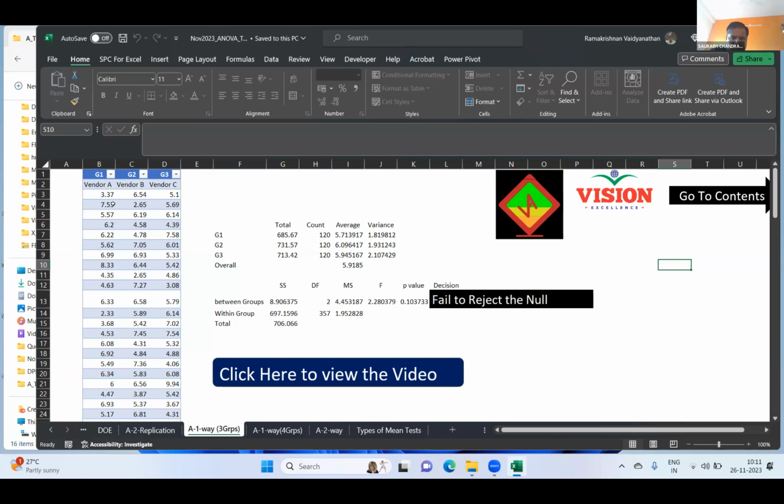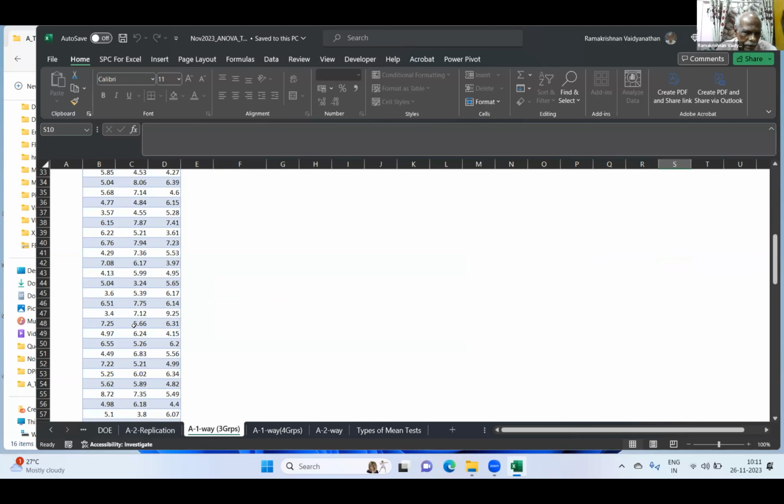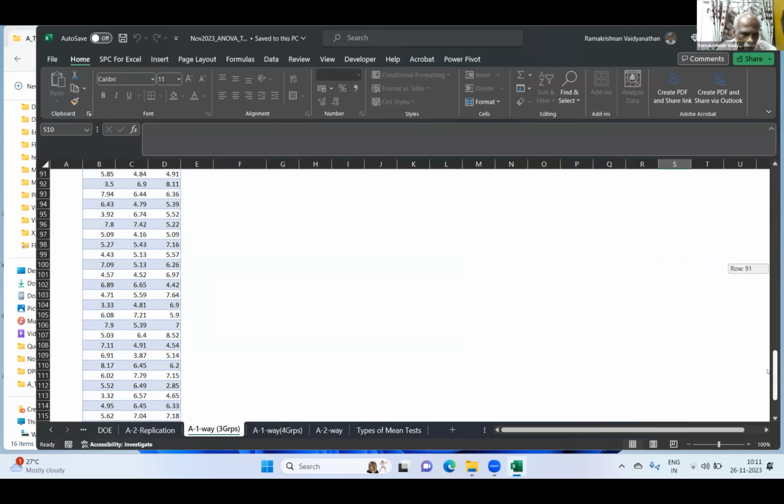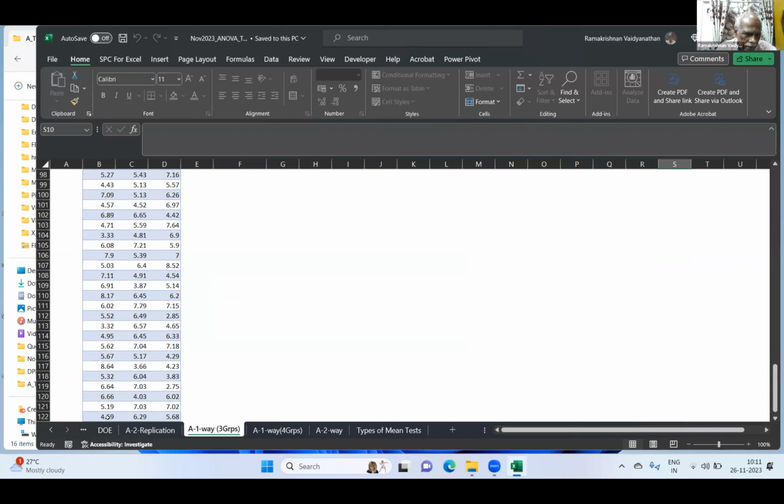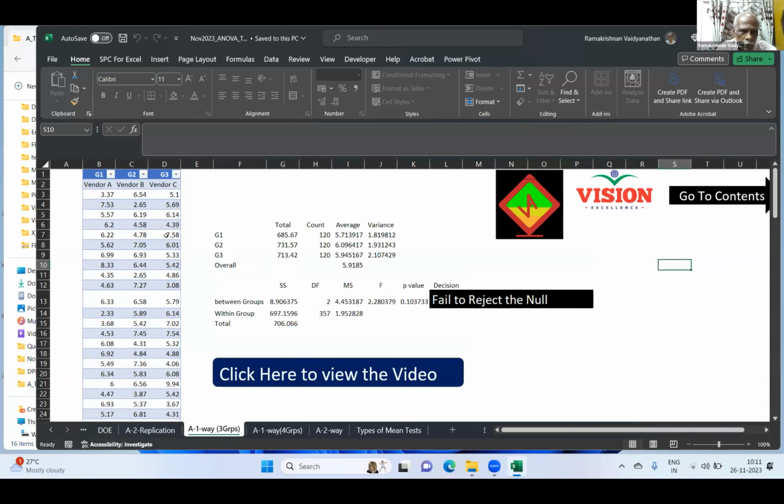So I'm noting down transaction time for vendor A, vendor B, vendor C for the last 1 year. So many data are there. You can see here so many data. How many data? I do not know. Yes, 120 data are there. It can be different for each one also. So you can see here the count is 120, right?